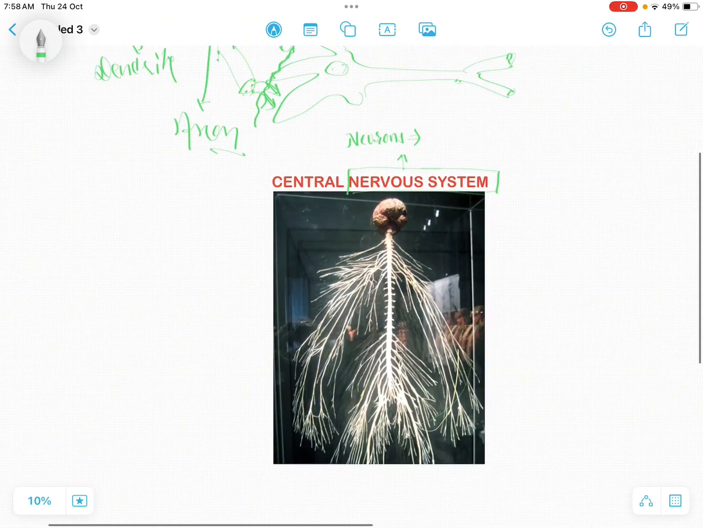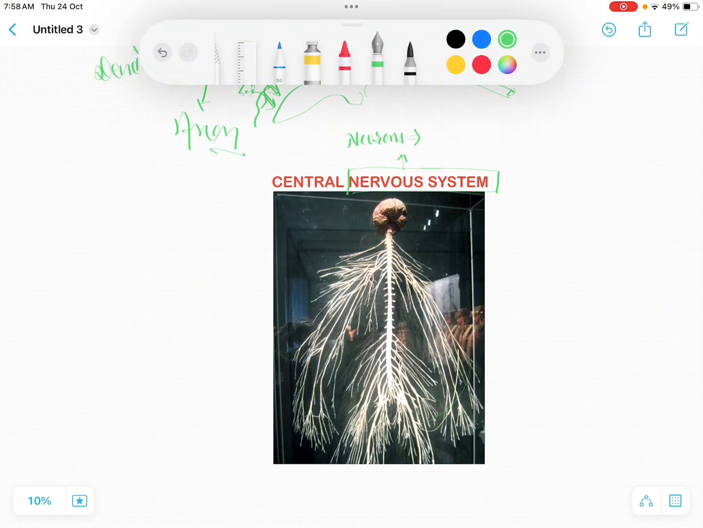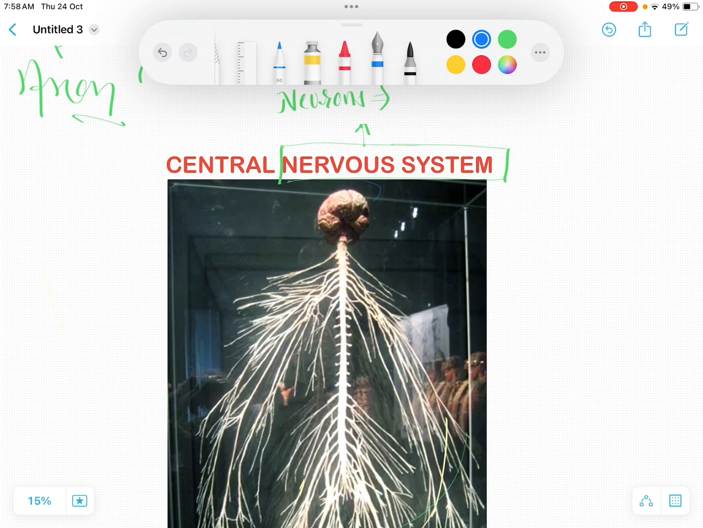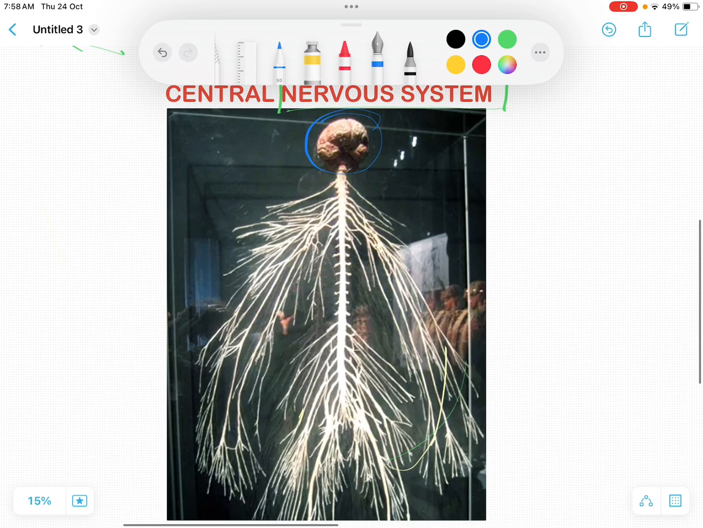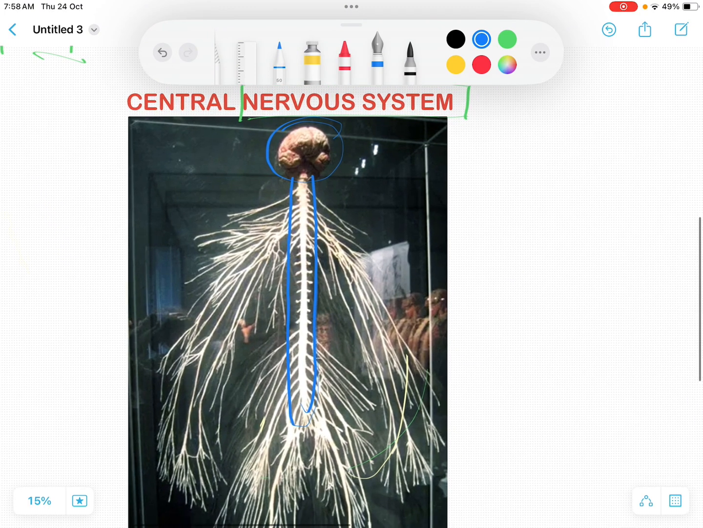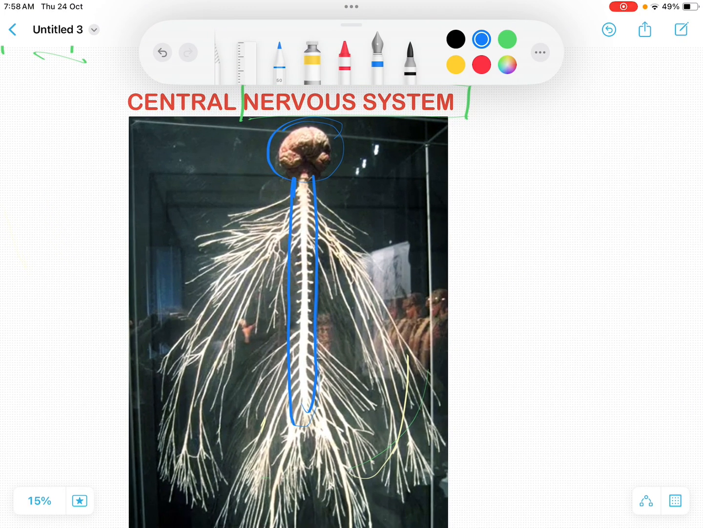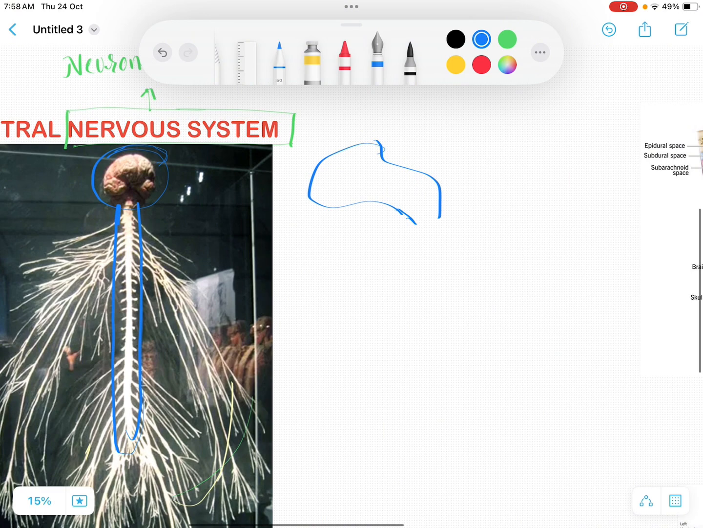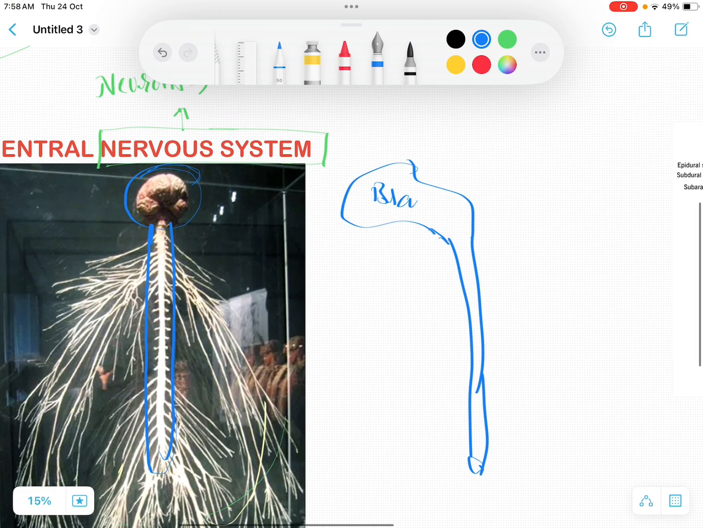The central nervous system comprises two parts: one is the brain, and the other is the spinal cord. The spinal cord is just a part of the brain. It is an elongation. If this is the brain, the spinal cord continues from the medulla oblongata, and this is what it looks like.